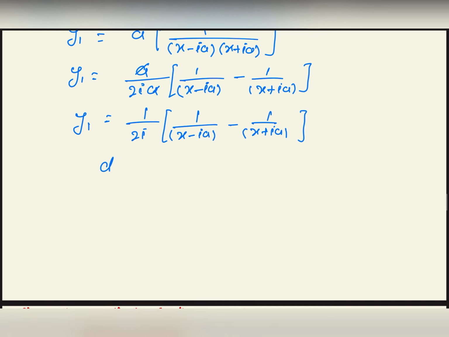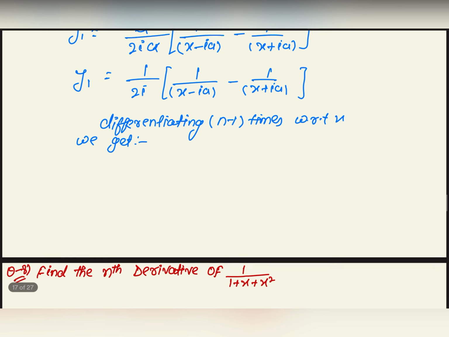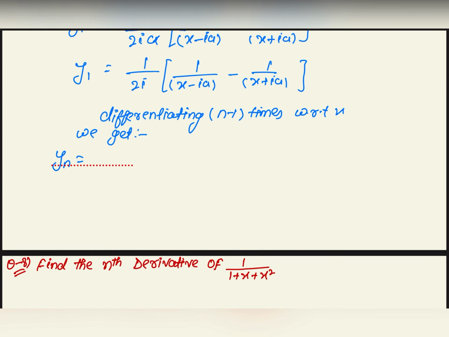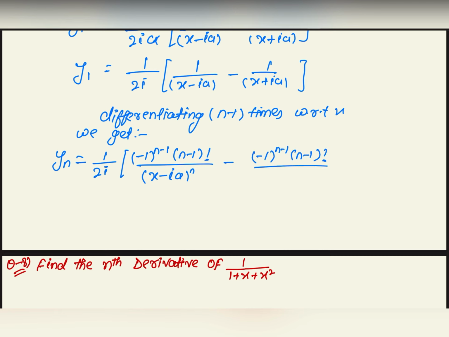Differentiating n minus 1 times, because I have already differentiated it once here, and we need the nth differentiation. So we differentiate it n minus 1 more times with respect to x, then we get yn is equal to 1 by 2i, minus 1 to the power n minus 1, factorial divided by x minus ia to the power n, similarly minus 1 to the power n minus 1 into n minus 1 factorial divided by x plus ia to the power n.